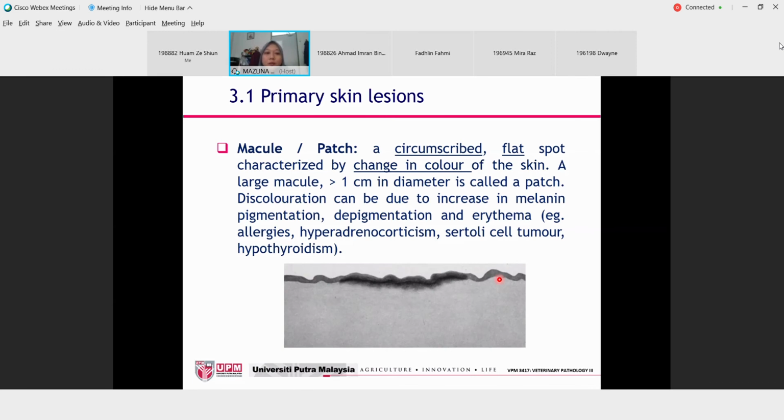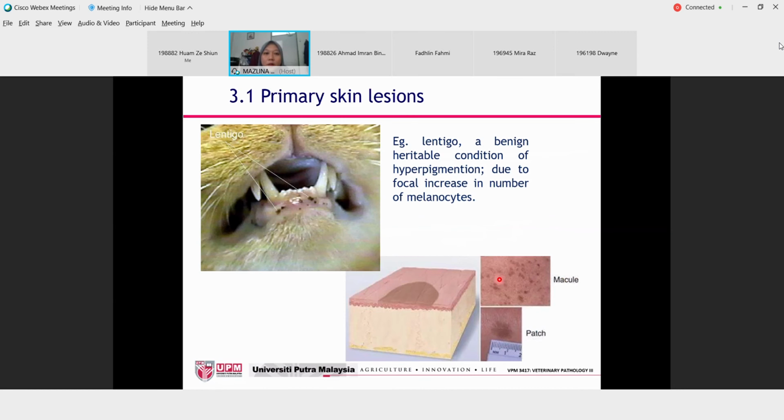Right, an example would be this. In orange colored cats, they tend to have this lesion called lentigo, usually at the mucocutaneous junction of the lips. Lentigo is a benign heritable condition of hyperpigmentation due to a focal increase in the number of melanocytes.